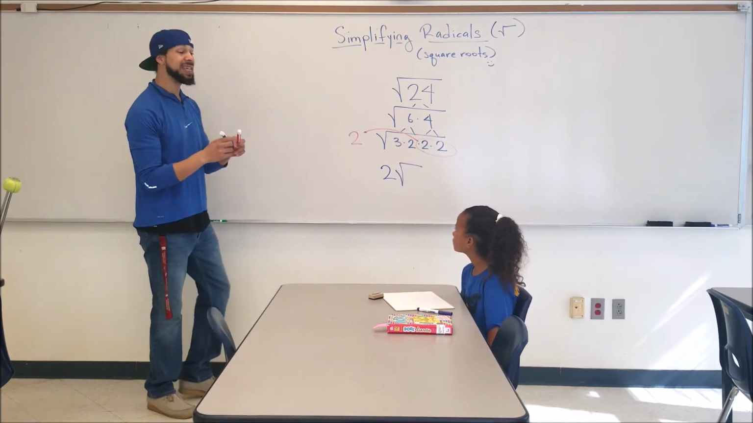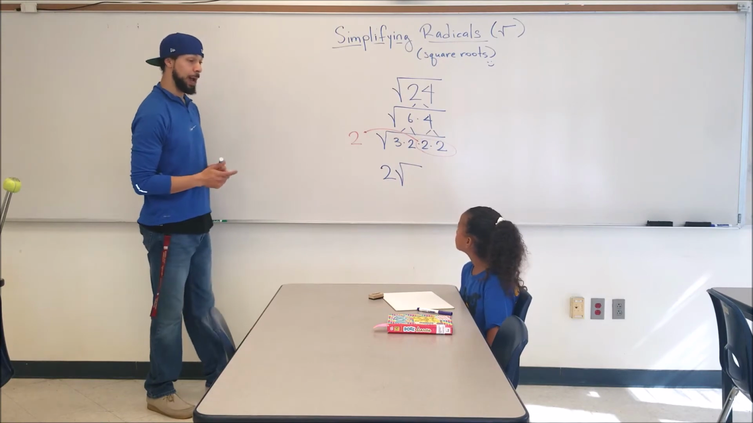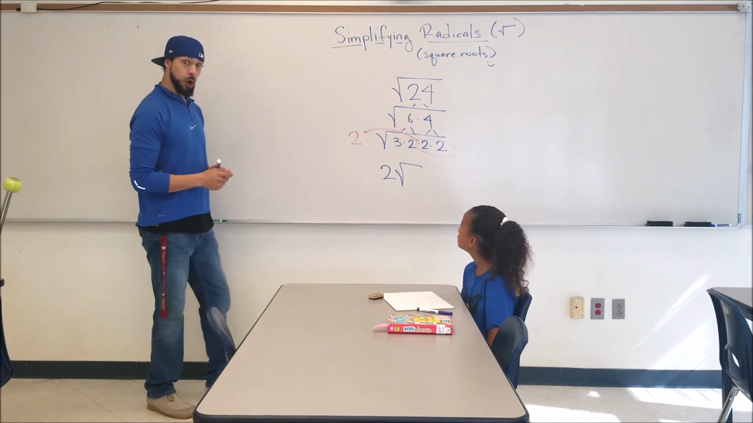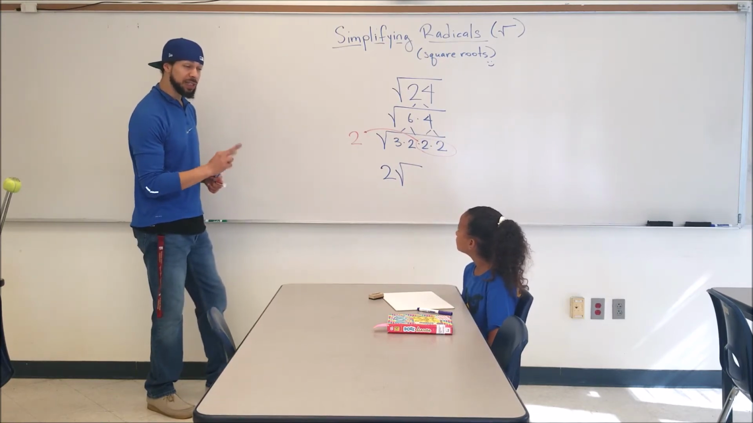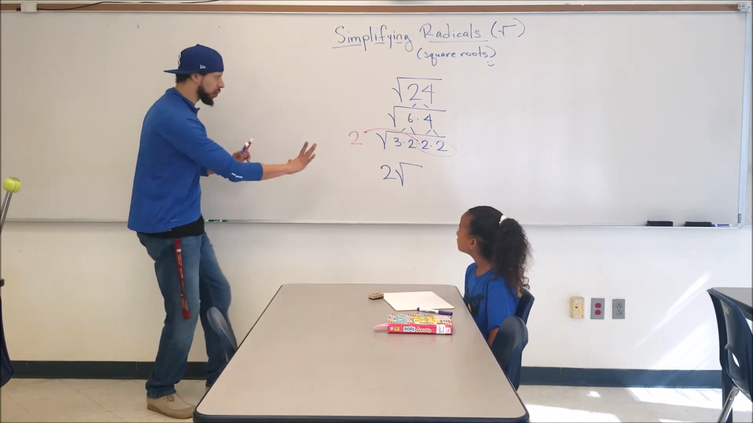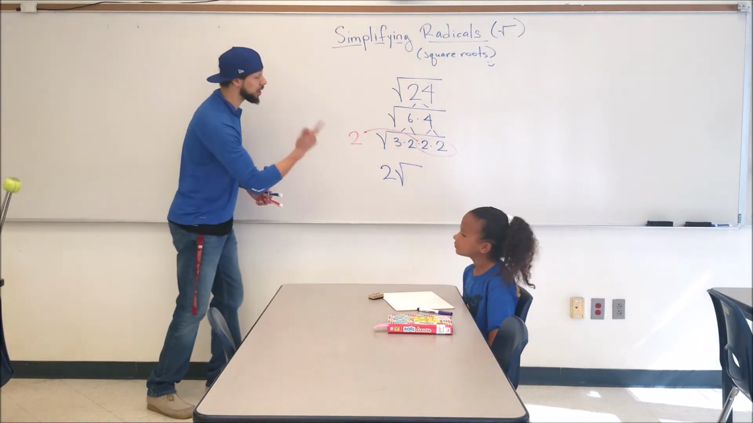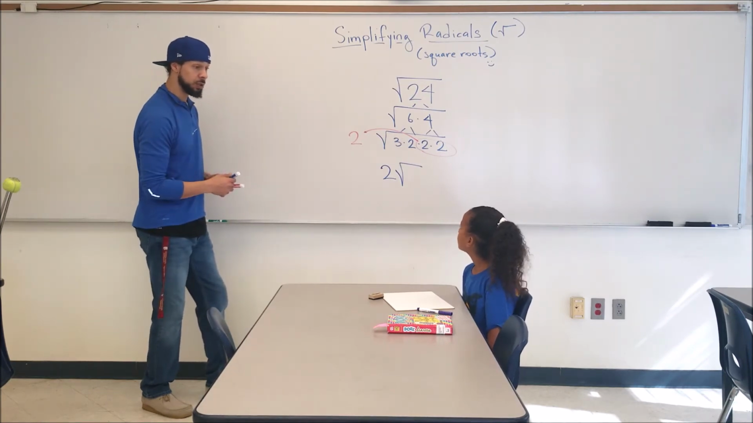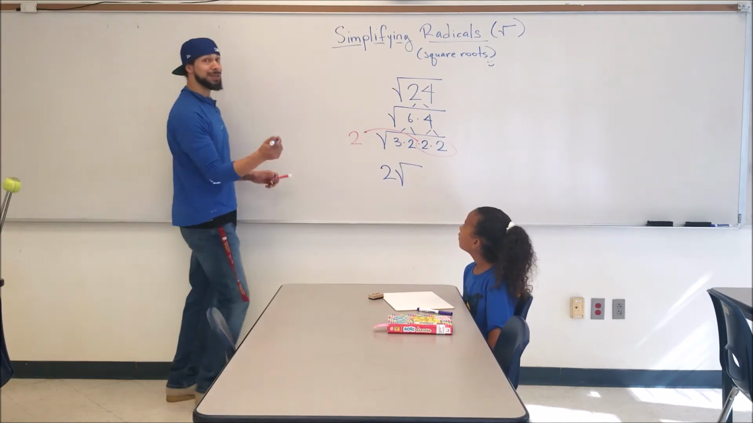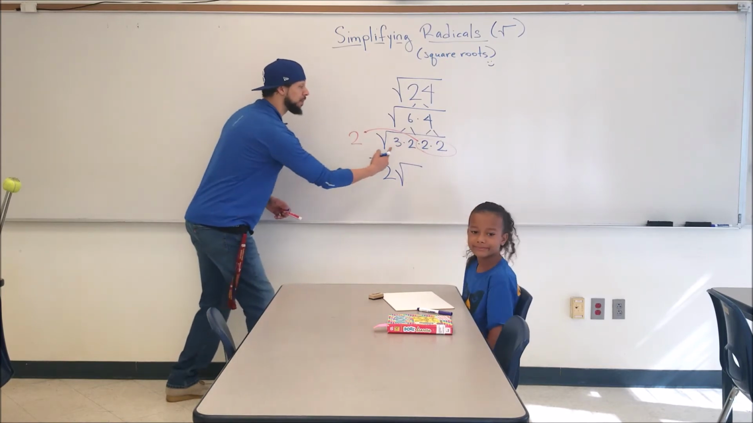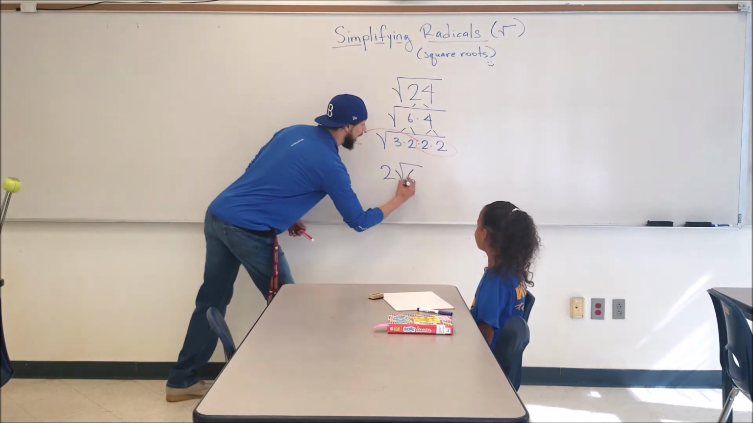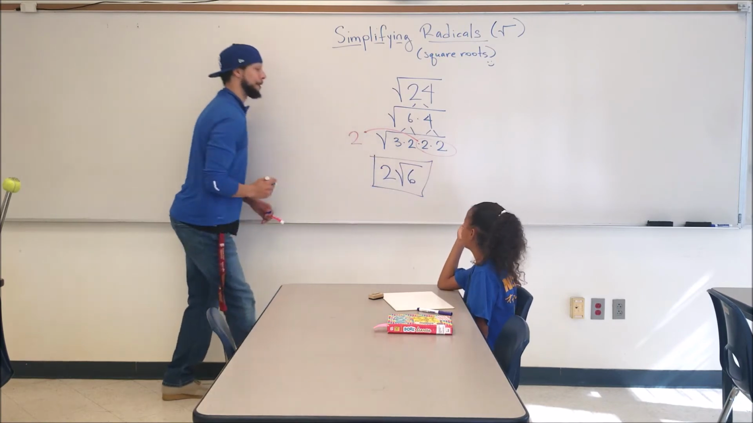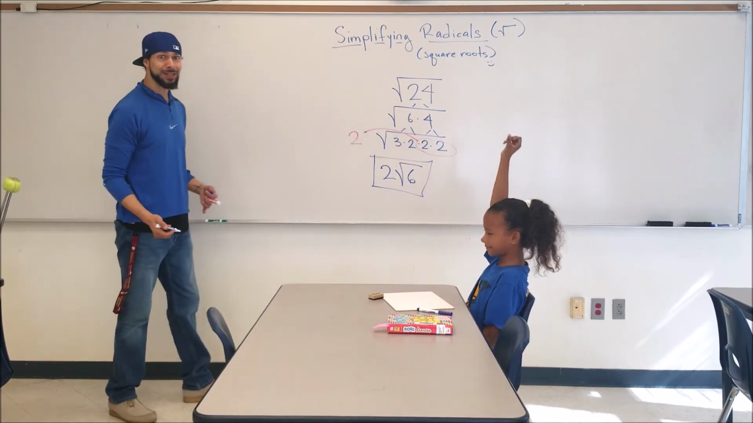Is there anything left inside the house? Yes, the 3 and the 2. Are they a pair or are they different numbers? They're different numbers. All right, so they're going to stay inside the house. You've got to be a pair to come out. So what is 3 times 2? 3 times 2 equals 6. Yes! So the 2 comes out, and these stay inside. And there it's simplified.